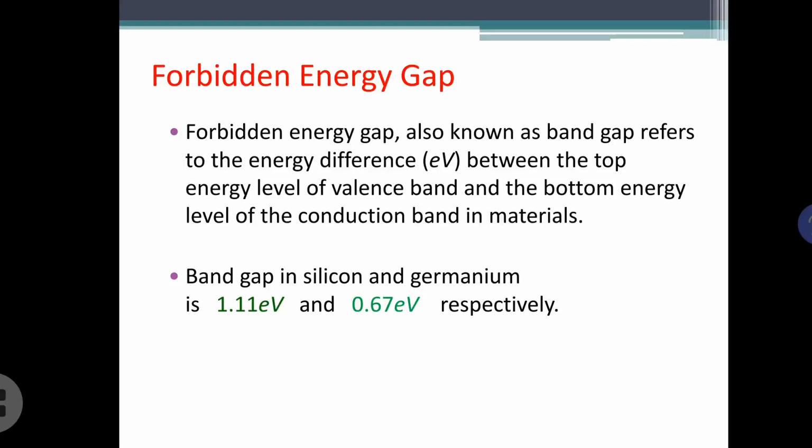So 1 eV, we already know the definition. It is the energy acquired by one electron when it is accelerated through a potential difference of 1 volt, and it is equivalent to 1.6 times 10 to the power minus 19 joule. The energy gap or band gap in the case of silicon is 1.11 electron volt, and for germanium it is 0.67 electron volt.